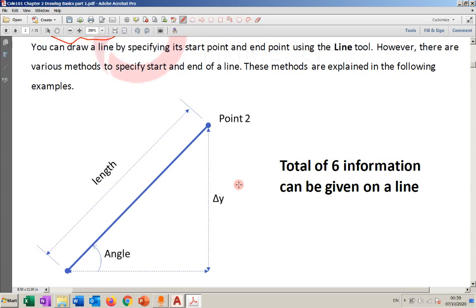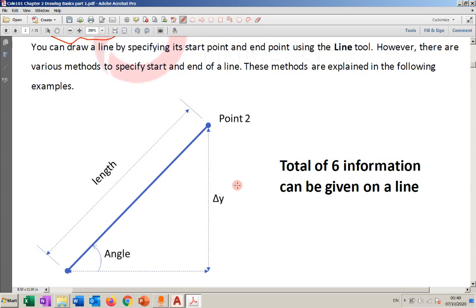So if you know the methods and you know the information, you'll be able to find which of the methods you can use to draw. Depending on the given information, you choose that one and draw it. Remember, no one is forcing you to use one of the methods, but according to the given information, you can choose one of the methods to draw the line or to draw the object.